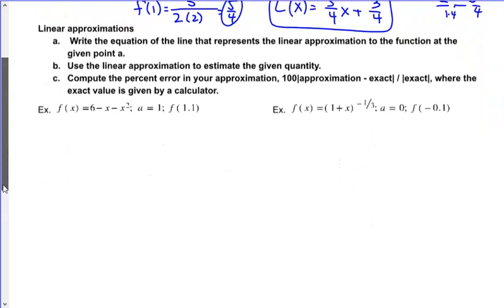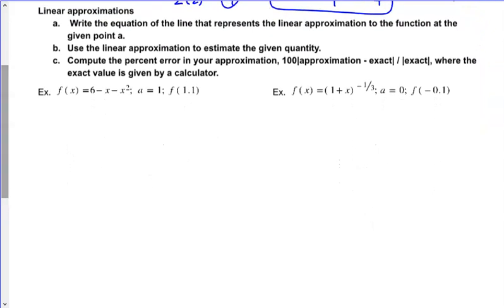Same thing you're going to do here with these two problems. We want to write the equation of the line that represents the linear approximation. Then we're going to use that to approximate the estimate for what we are asked for, and then we're actually going to calculate a percent error. So how close are we when we do this type of approximation? So for part A, we're going to write our equation.